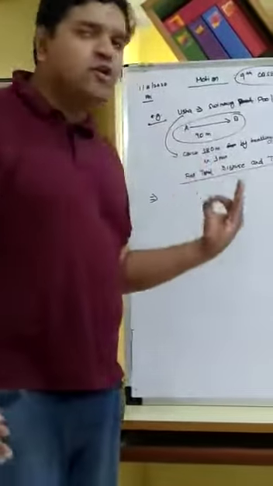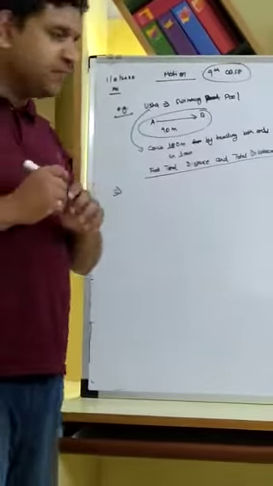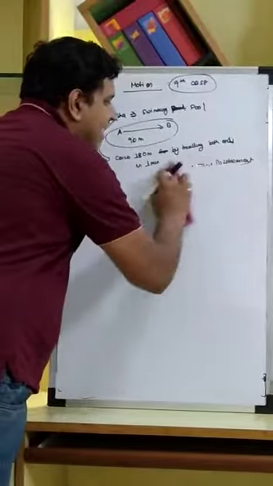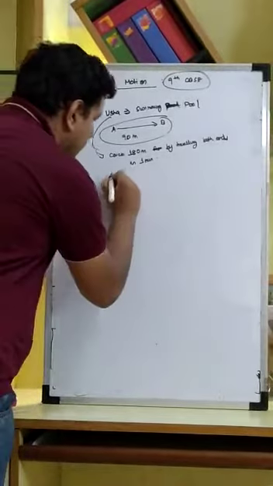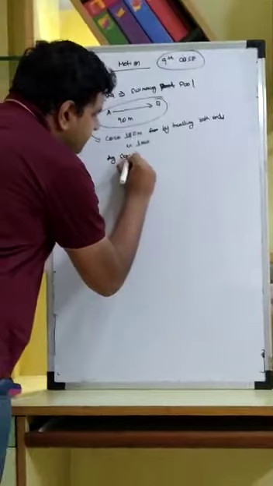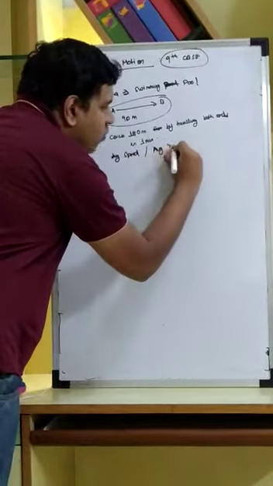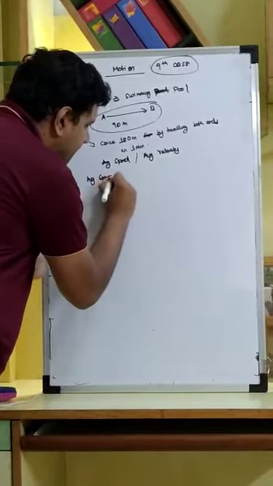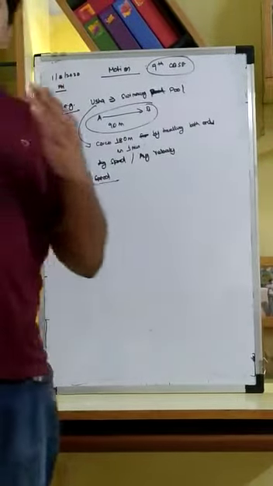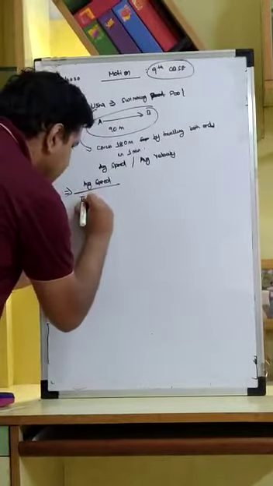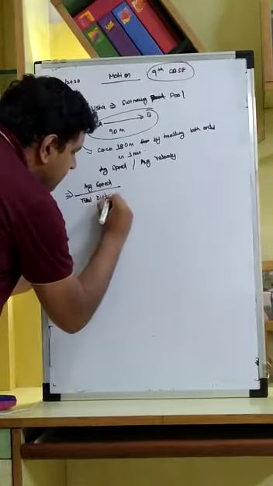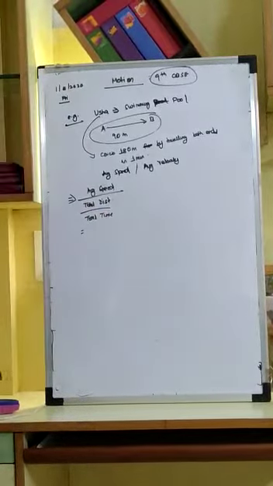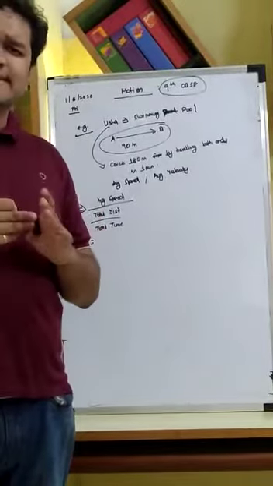I now have to find the average speed and average velocity. So first, let me talk about average speed. How is my average speed defined, guys? It is defined by total distance upon total time. What is the total distance covered?